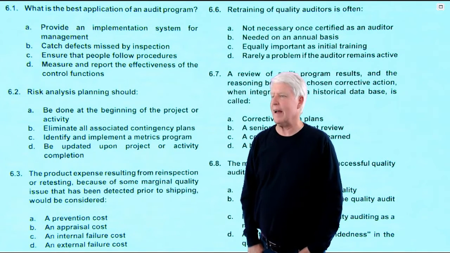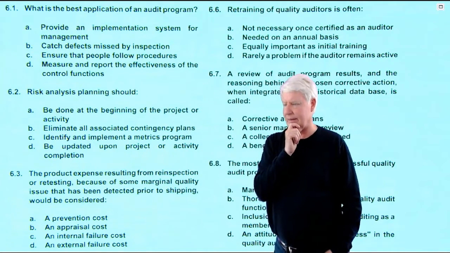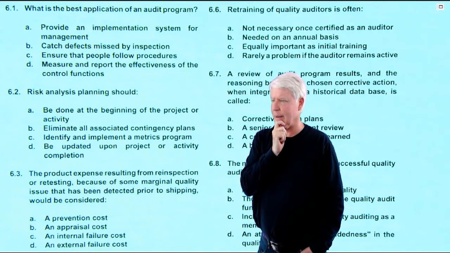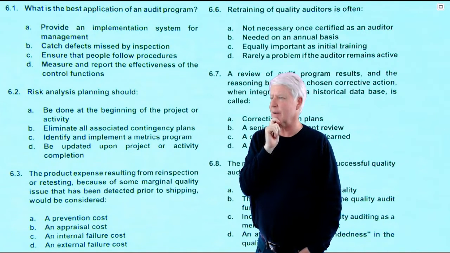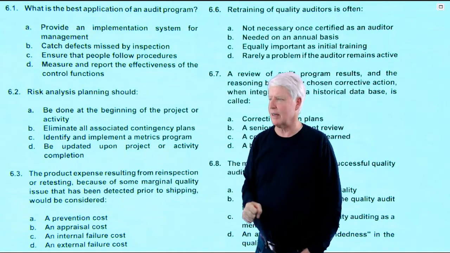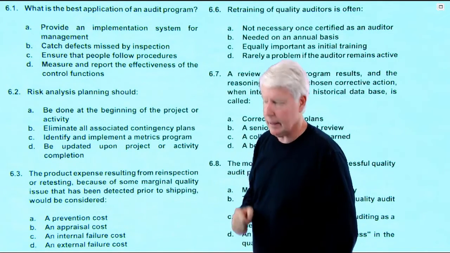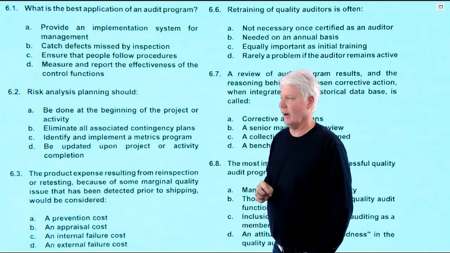Measure and report the effectiveness of the control functions. That's it right there. Measure and report the effectiveness. Effectiveness is always a great word in an ASQ exam anyway, so that helps me pick that one. And this whole one of implementation of a system for management, that's too big for the audit program as just a portion of the company. So anyway, this no doubt is D. 6.1, D, that is correct. All right, so we're off on the right foot. That's how we like to start off.